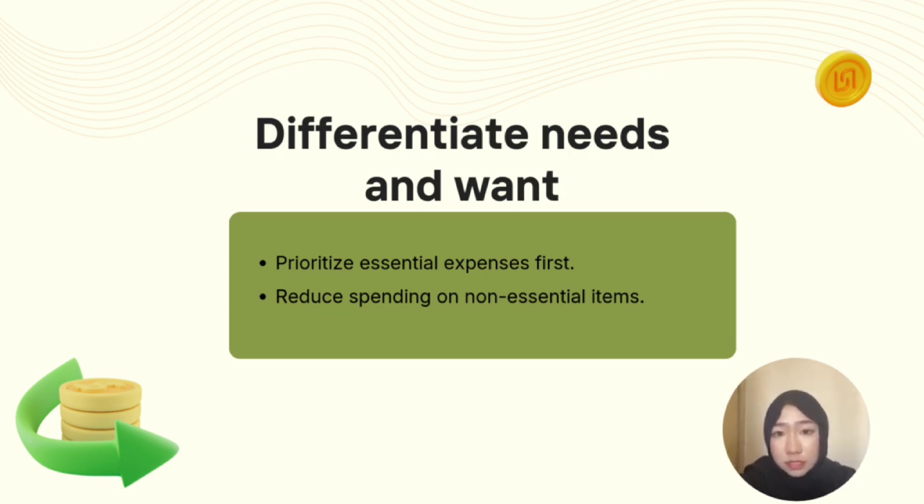To make this easier, we can use a budget spreadsheet. A budget spreadsheet is a simple table where we record our monthly income, expenses, and savings. It helps us see where our money is going and makes it easier to identify which expenses are needs and which are wants. By prioritizing our needs first and reducing unnecessary spending on wants, we can save more money, stay within our budgets, and achieve our financial goals more effectively.